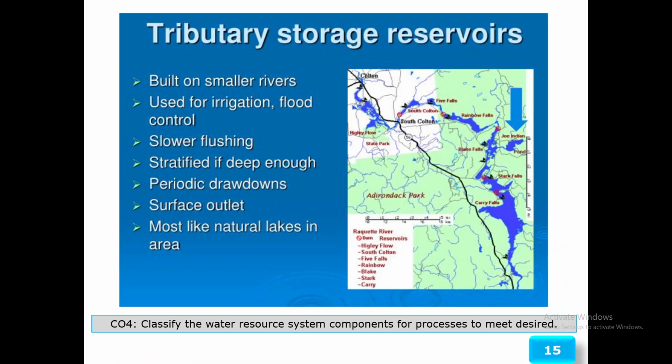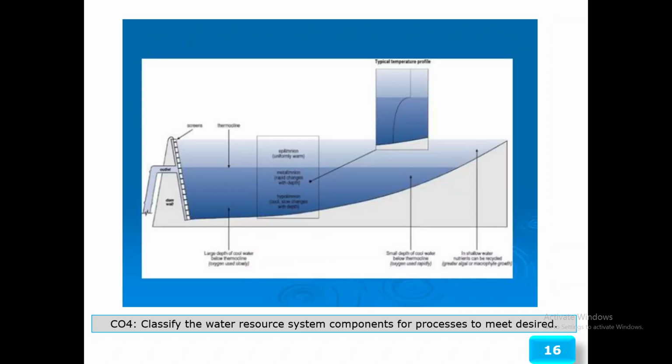Next, the tributary storage reservoir. It is built on smaller rivers and used for irrigation and flood control, with slower flushing, stratification in deep enough reservoirs, periodic drawdowns, and a surface outlet, most like natural lakes in the area. Then see from here the downstream side, and how the water is stored in this area, with a large depth of water.